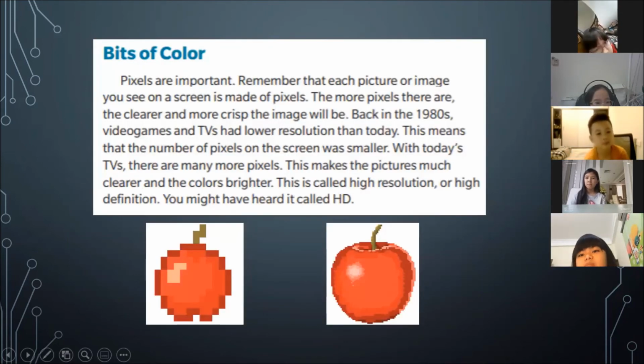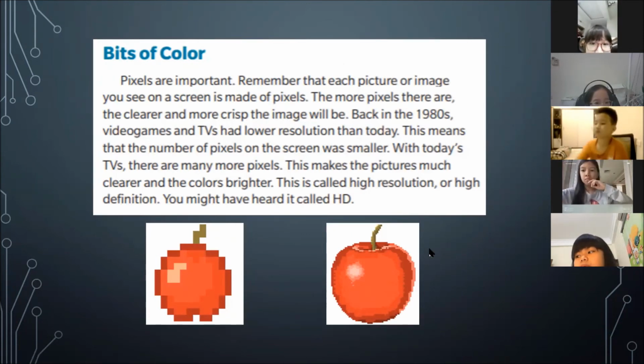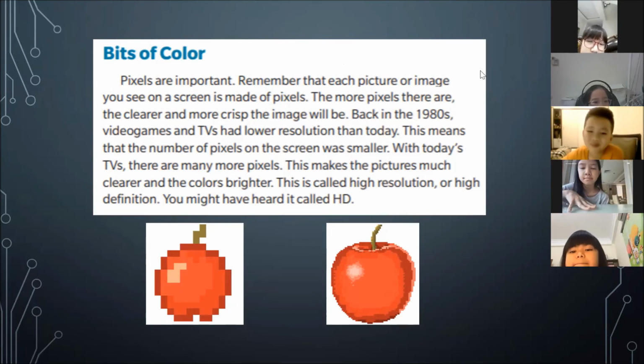Bits of color. So once again, I'm going to ask you guys to read this all together. It's the last little bit of reading, I promise. Would you kindly refrain from shouting? Turn your microphones on, please, to read this out. Okay, so bits of color.